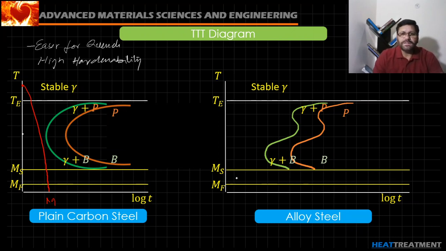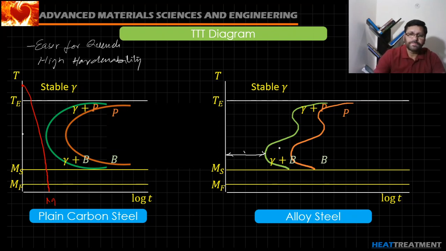And if we see the TTT diagram for the alloy steels, we see here that the time lag is more for the case of producing martensite. Here we have more time lag, so it has provided more window of opportunity for the material to transform to martensite. So it has more hardenability.